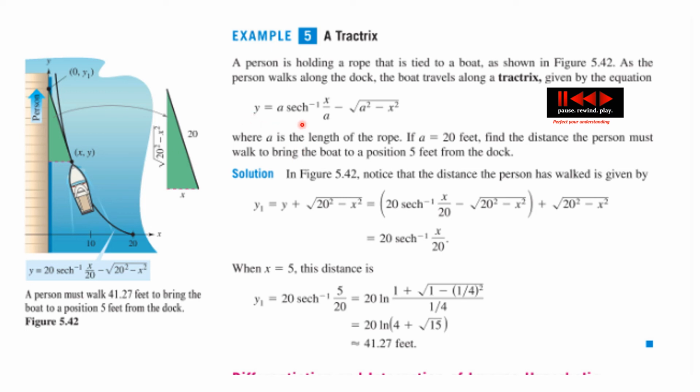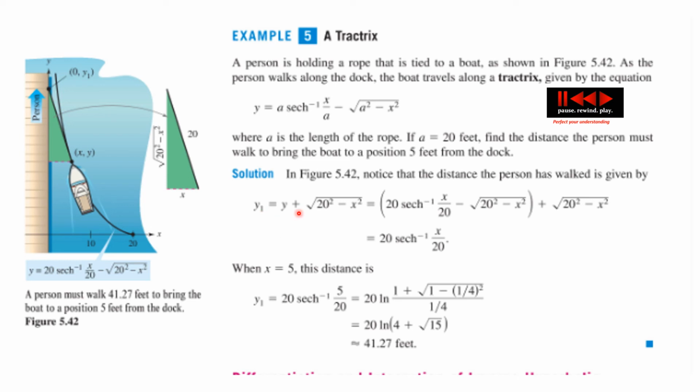y is equal to the inverse hyperbolic secant of x over a, minus the square root of a squared minus x squared, where a is the length of the rope. So if a is equal to 20, find the distance the person must walk to bring the boat to a position 5 feet from the deck.